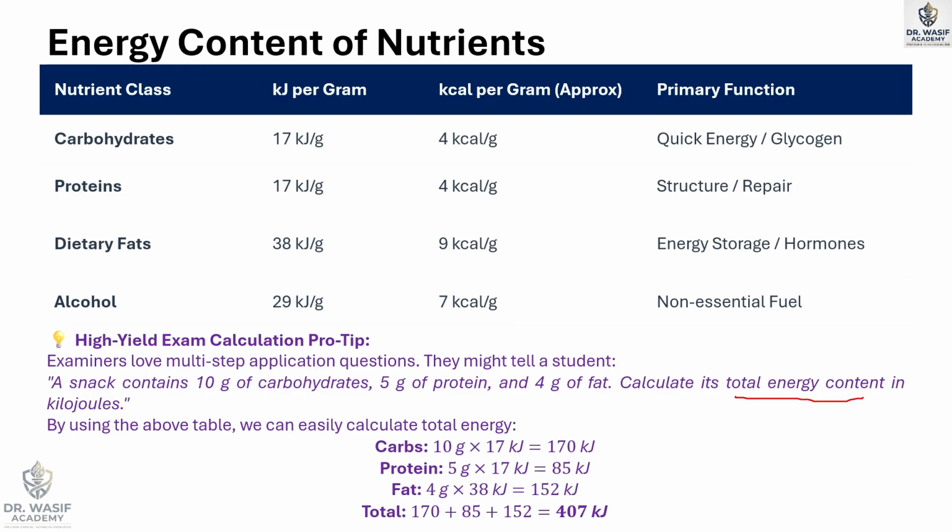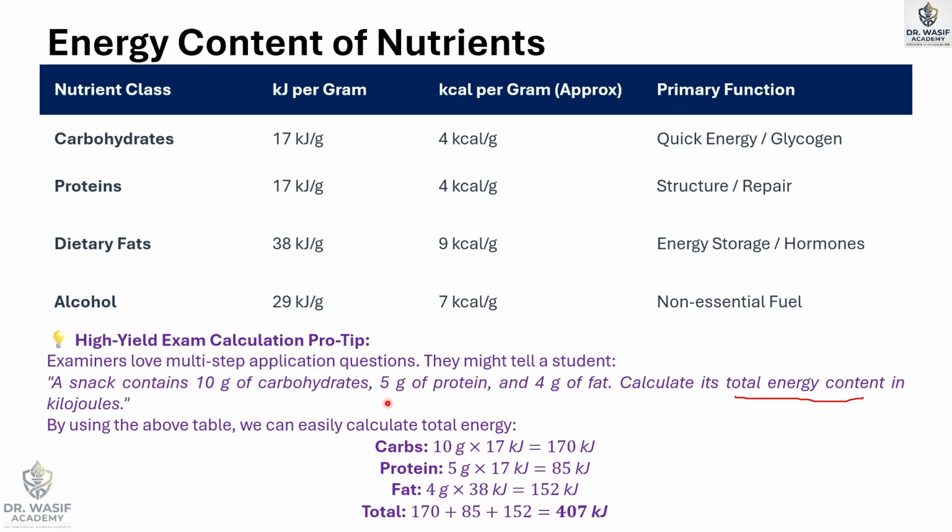Remember, what is the carb here? Carbs are 10 gram. So what is the energy the carbs are giving? 17 kilojoules per gram. So if it is 10 gram, we shall multiply 17 with 10 and then we will have 170 kilojoules.